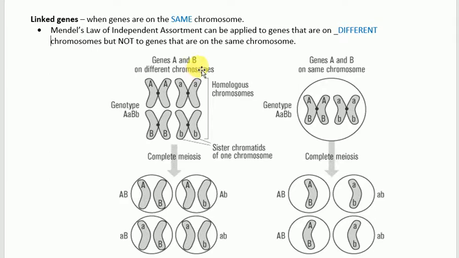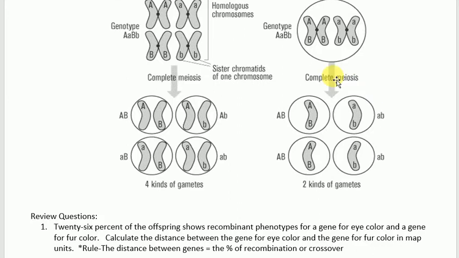So let's take a look here. Here we've got genes A and B. They are on different chromosomes, okay? Versus here, genes A and B, you can see, are on the same chromosome, so they are linked. So when you complete meiosis, over here on the normal gene, A and B are going to be on separate chromosomes. Over here, they will remain on the same.